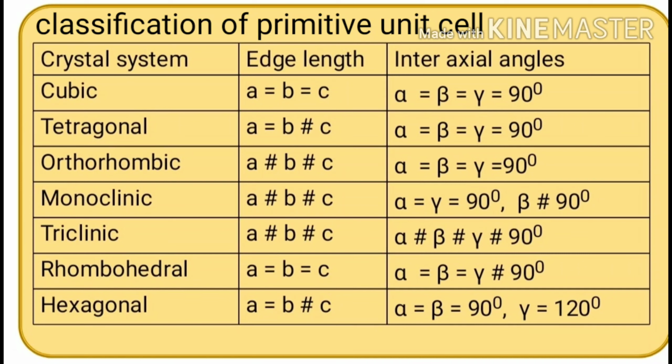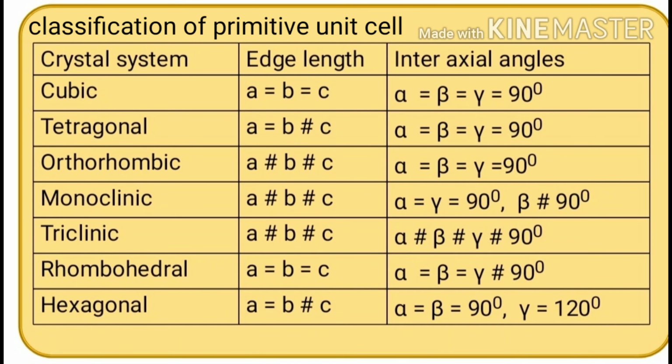Next, we are going to study about the classification of primitive unit cell. In this, you can see that 7 crystal systems, that is cubic, tetragonal, orthorhombic, monoclinic, triclinic, rhombohedral, hexagonal. First, we are going to study about cubic. In cubic, we know that edge lengths a, b, c are equal. a is length, b is width, c is height. The interfacial angles alpha, beta, gamma are equal to 90.